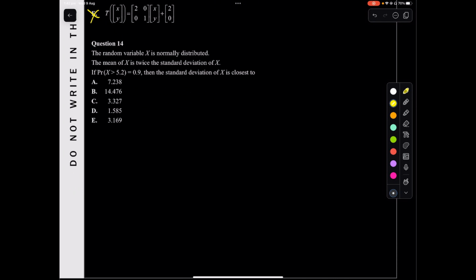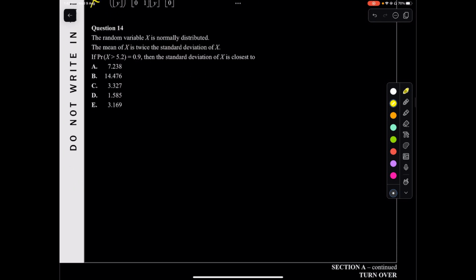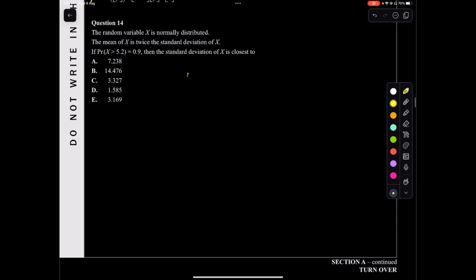Question 14. The random variable x is normally distributed. The mean of x, so your expected value of x, is twice the standard deviation of x. Then the probability of this is equal to when the standard deviation is closest to what?